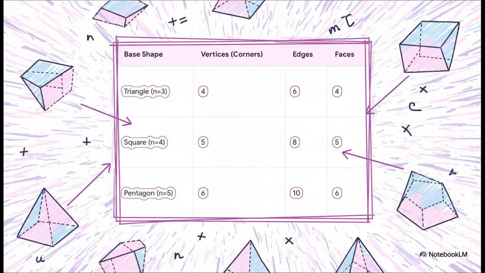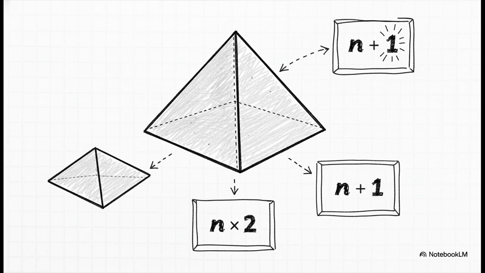For that, we have 5 vertices, 8 edges, and 5 faces. How do these numbers connect back to the number 4? The pattern is a little different this time, but it's definitely there, just waiting for us to find it. And boom! The pyramid's secret code is cracked!